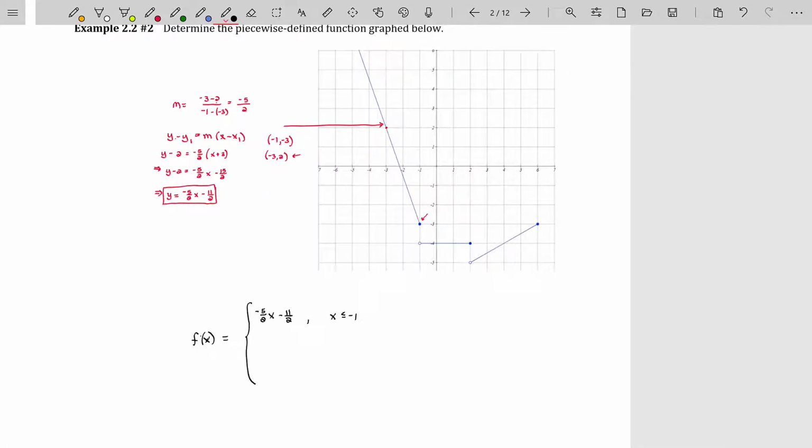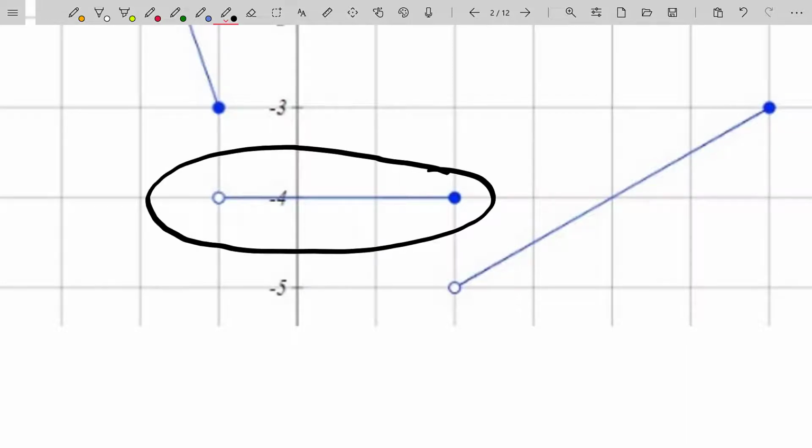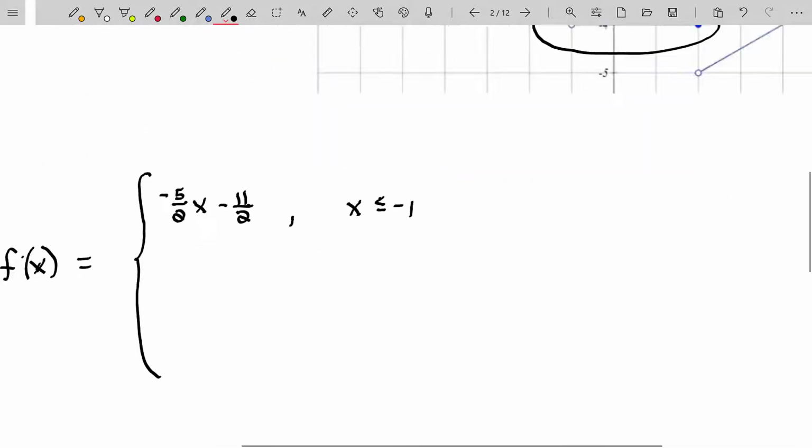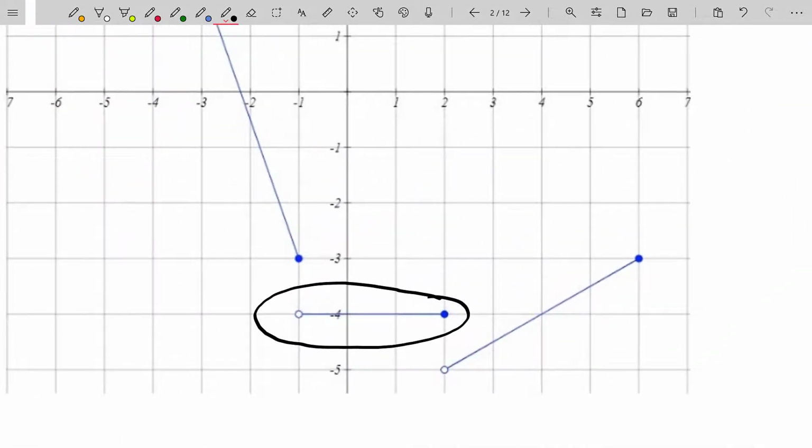Let's go ahead and concentrate now on the second curve. And actually that's kind of the easiest one because this is a horizontal line. The equation of the horizontal line is just the y value, so it's y equals -4. And you can see it takes on those values from x equals -1 all the way up to x equals +2, but including +2 because it's a solid dot there, but not including the -1.